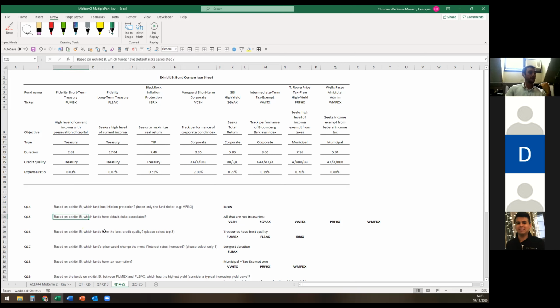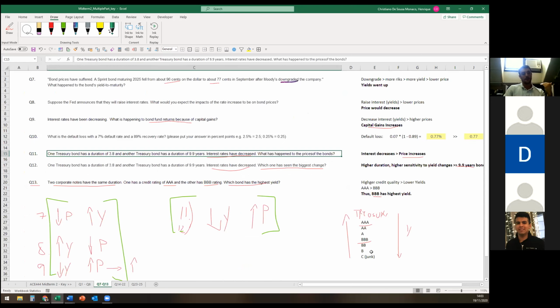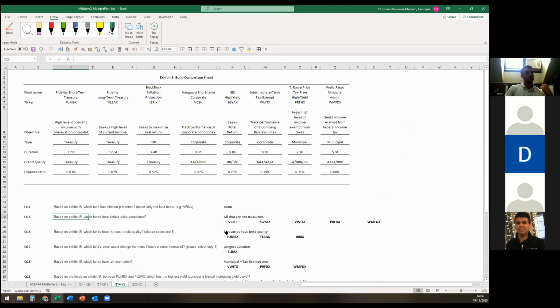Next, which funds have default risks associated? So back here to our credit quality ladder, remember, all of those over here, from AAA down, all of those have some sort of default risk. You might say, yeah, AAA would have a very, very low default risk. Yes, but still there's a little default risk there. The only ones that we don't associate with default risk are treasuries. So the answer to that question will be all that are not treasuries. And looking here, you have treasury. Maybe that might be tricky, but remember that TIP is a treasury, with inflation protection. So it's a treasury as well. So all of those other five here would have some sort of default risk associated, okay?